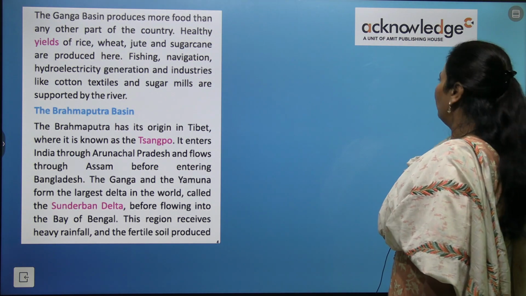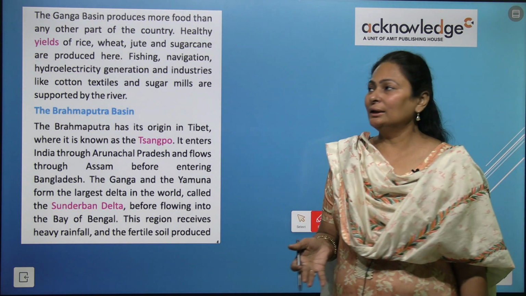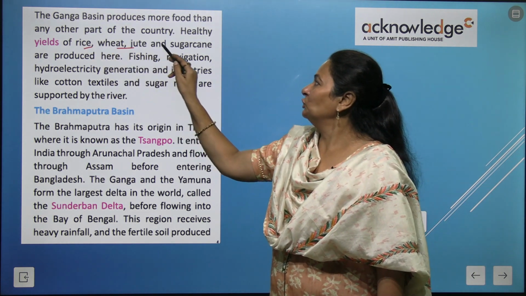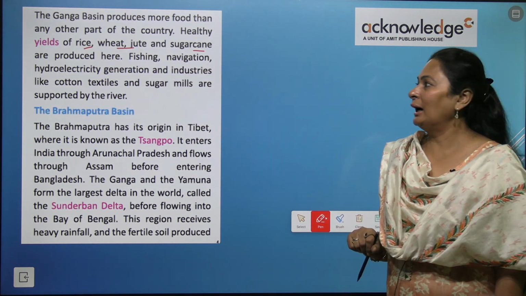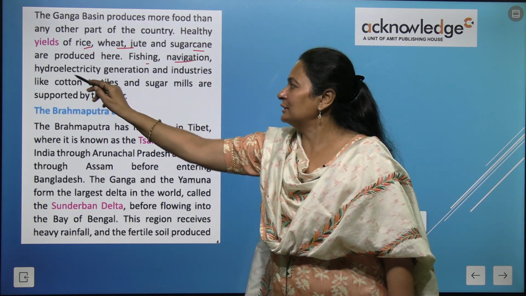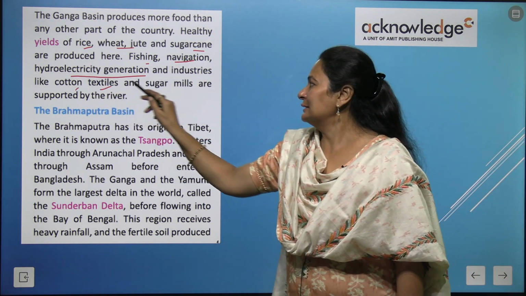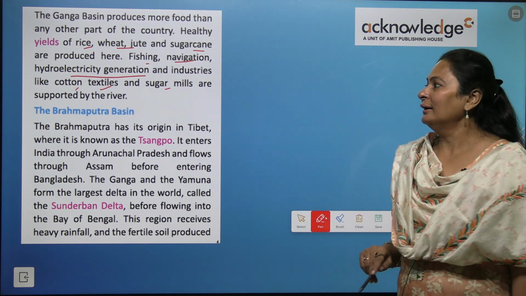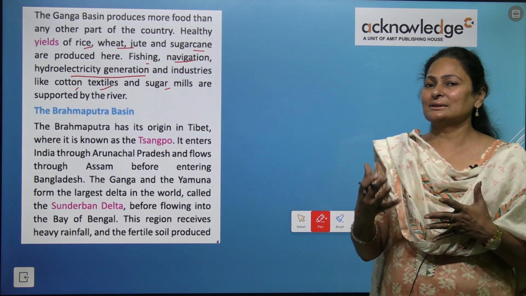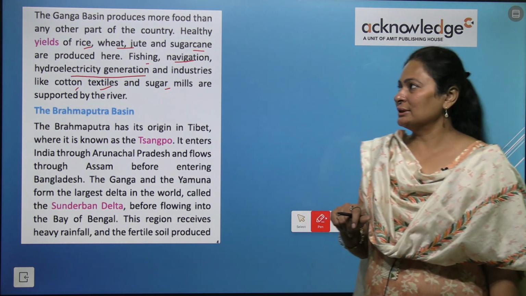The Ganga basin produces more food than any other part of the country. Healthy yields of rice, wheat, jute and sugarcane are produced here. Fishing, navigation, hydroelectricity generation and industries like cotton, textile and sugar mills are supported by this river. Hydroelectricity means the electricity generation with the water. So this is called hydroelectricity generation.